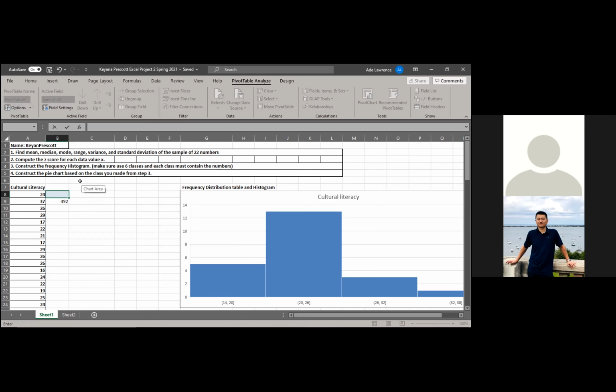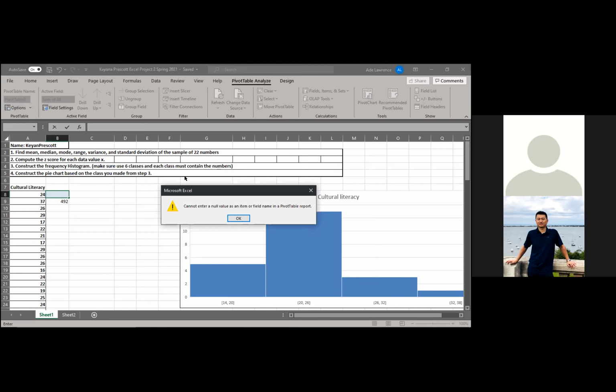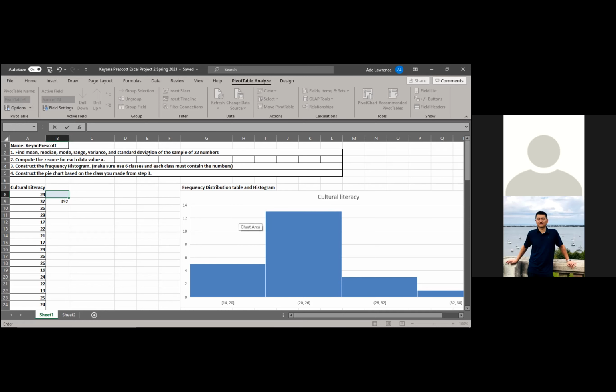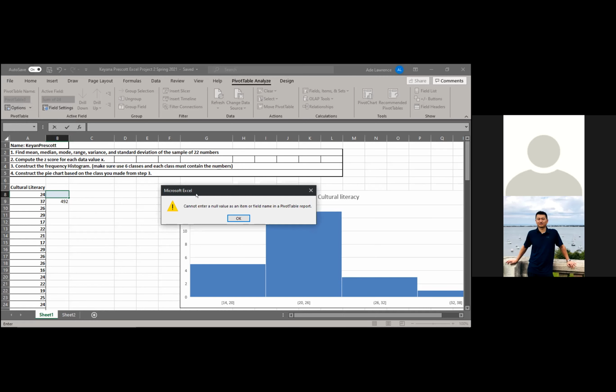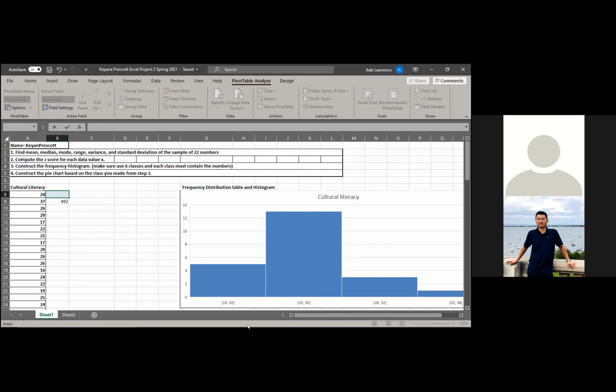Maybe I can just copy and paste the project into another Excel sheet. I remember how to do that. That would be nice. So let's do that. Let's copy and paste into the new Excel file. For some reason it won't let me leave that one either.